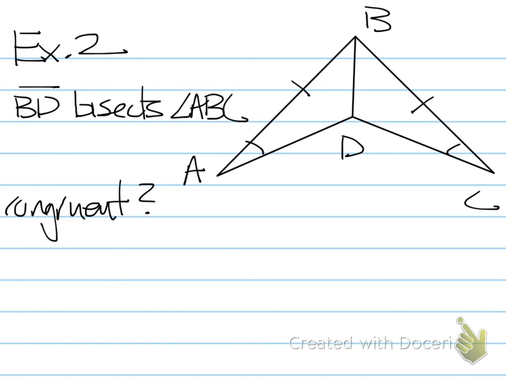In this example, we can go ahead and mark that BD is congruent to BD. That's a reflexive property. And we're also told that BD bisects angle ABC, so we can mark angle ABD and angle CBD congruent. And then now we can conclude, yes, that these 2 triangles are congruent. One of the tests that we could use is angle, side, angle. We could also use side, angle, side. We can also use angle, angle, side.